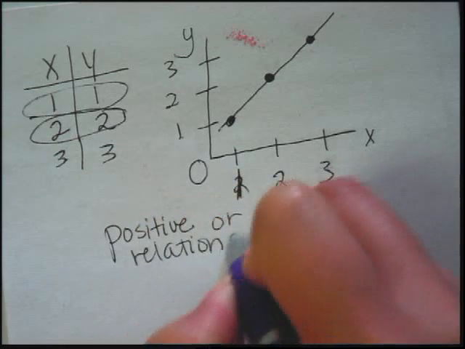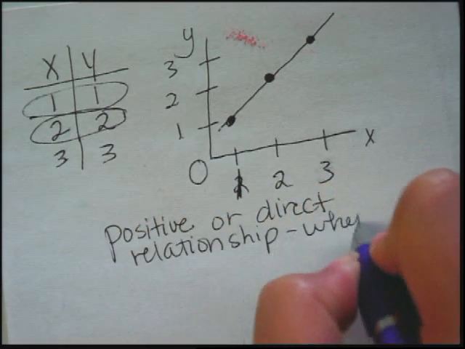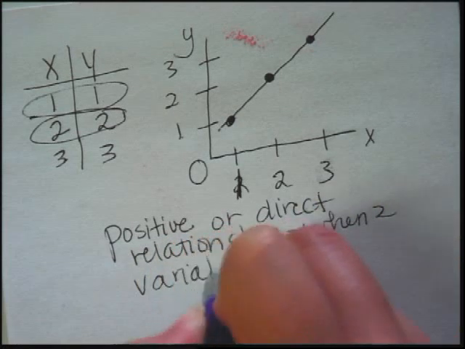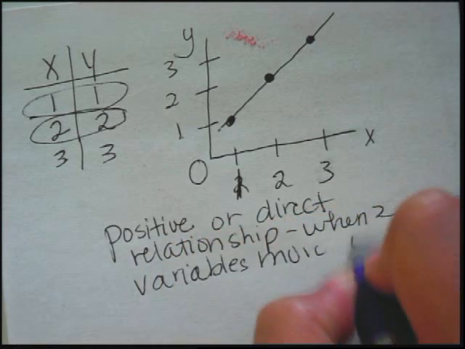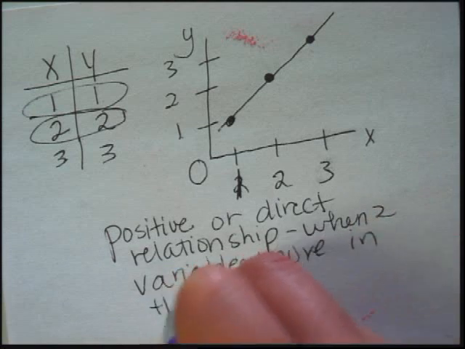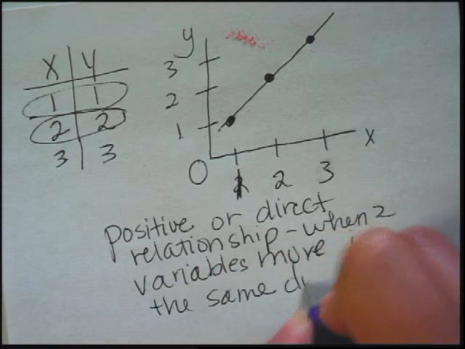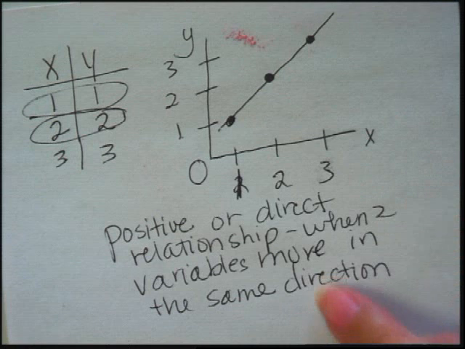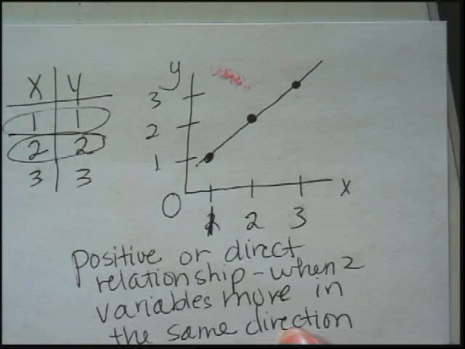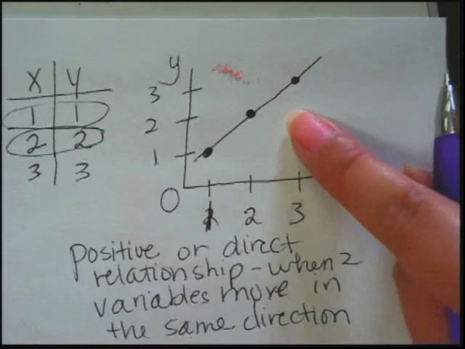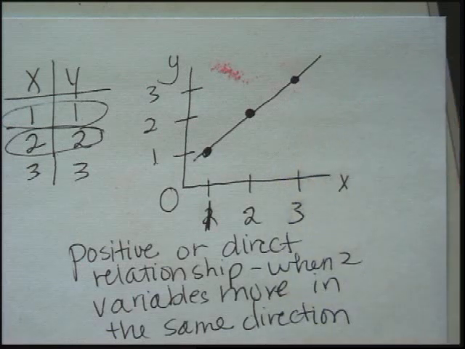And I'll just write the definition for you. When two variables move in the same direction. All right, so there you've got the definition. You see what it looks like. And I just have these two generic variables up here, x and y. But can you all think of any real-life examples of two variables that actually do move in the same direction?